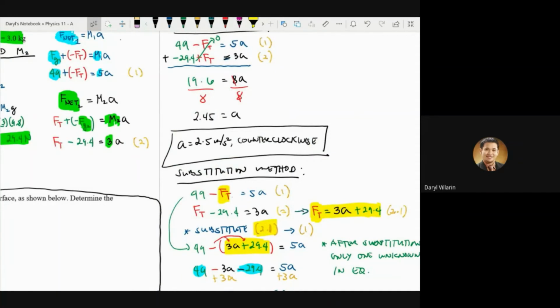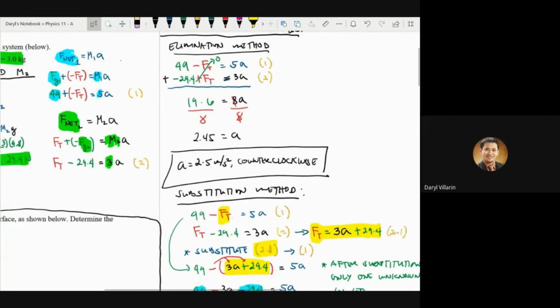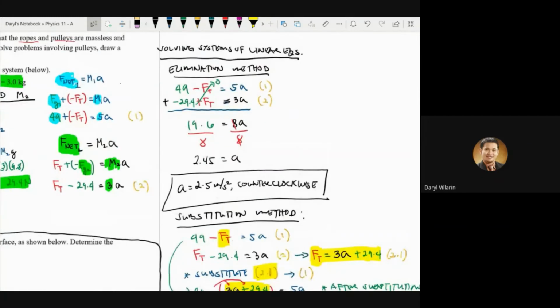Any question with this one? This is kind of long, but later on I will no longer explain it this way. I'll maybe just use one method. Again, this is just a review of your algebra, because for most cases here, you'll be setting up systems of linear equations. So you can use elimination method or substitution method. So any question with this one here?